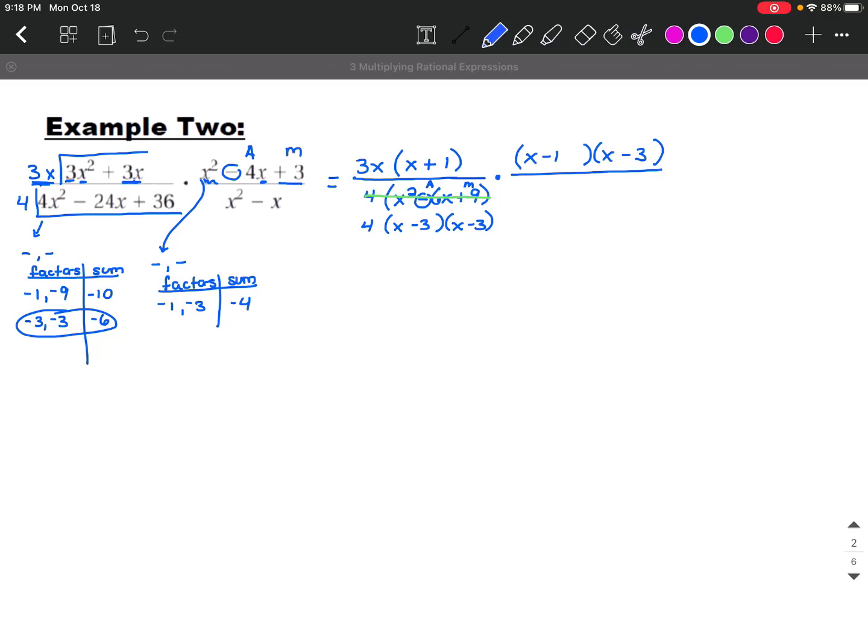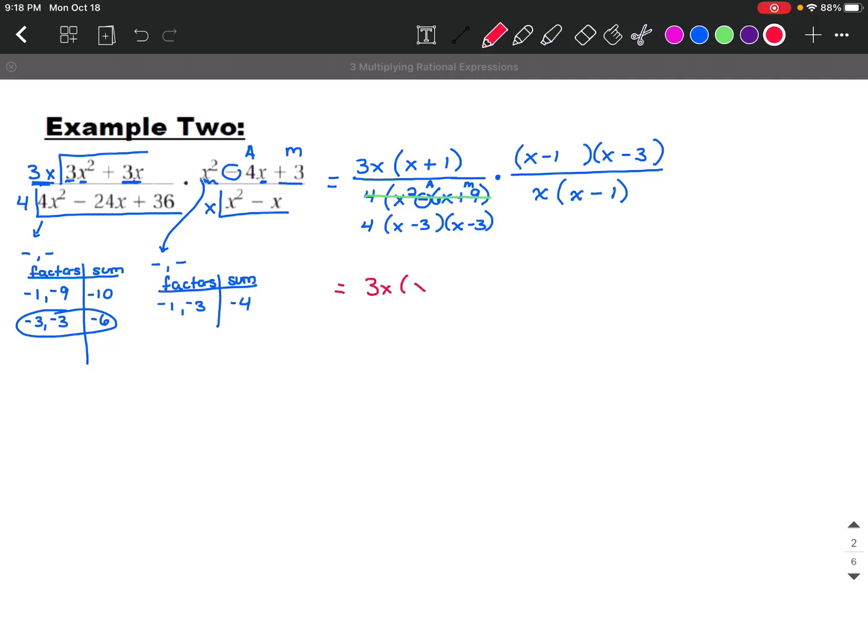Look at this, we have a greatest common factor. What do they both have? They both have an x. So we're going to write an x and we're going to open parentheses. X squared divided by x is x, minus x divided by x is 1. Okay, now we're going to multiply across everything that was in the top.